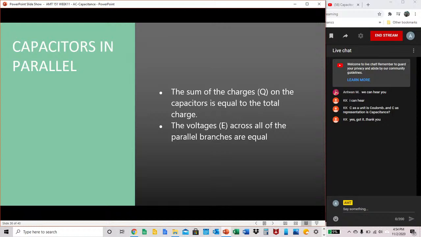I don't know if you guys remember, but in DC circuits, where we talked about resistance in parallel circuits, this was the opposite. This was what was said for series circuits in DC. But in parallel circuits now, we have the sum of the charges on the capacitors is equal to the total charge.